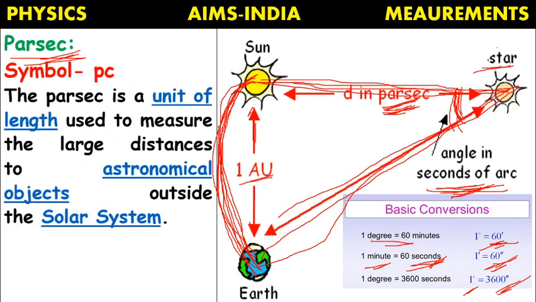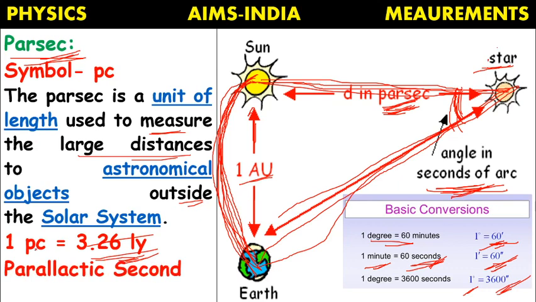Its symbol is PC. The parsec is a unit of length used to measure large distances outside the solar system. It is also used to measure astronomical objects, but those objects outside the solar system can be measured with the help of parsec compared to light year. One parsec value is 3.26 light years, meaning parsec is a bigger unit than light year. Its complete name is parallactic second.